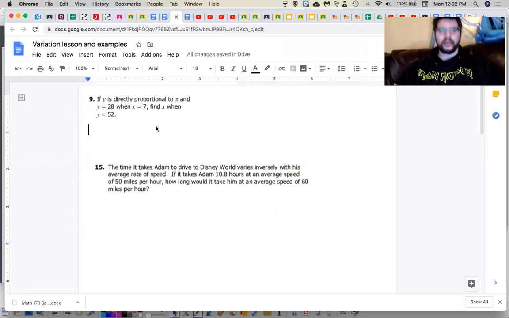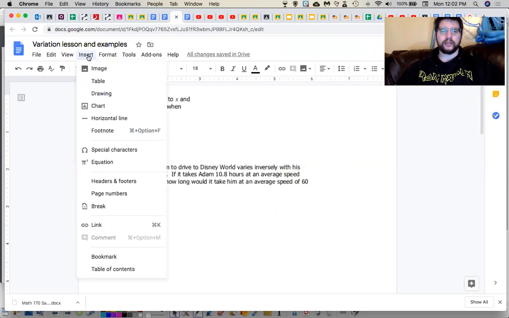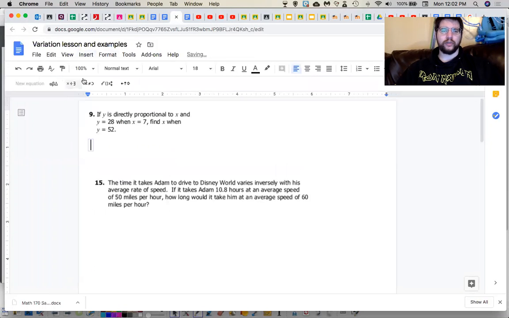So just like on the last lesson, we're using Google Docs. So you know where your equation tool is. If you don't, insert equation. Then you have your equation toolbar. I don't actually need it for this one because it's direct variation. I like to have it anyway.